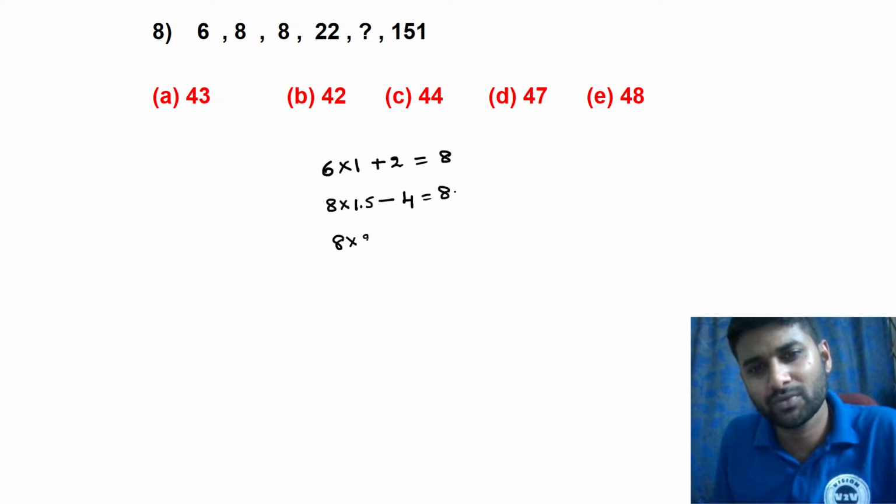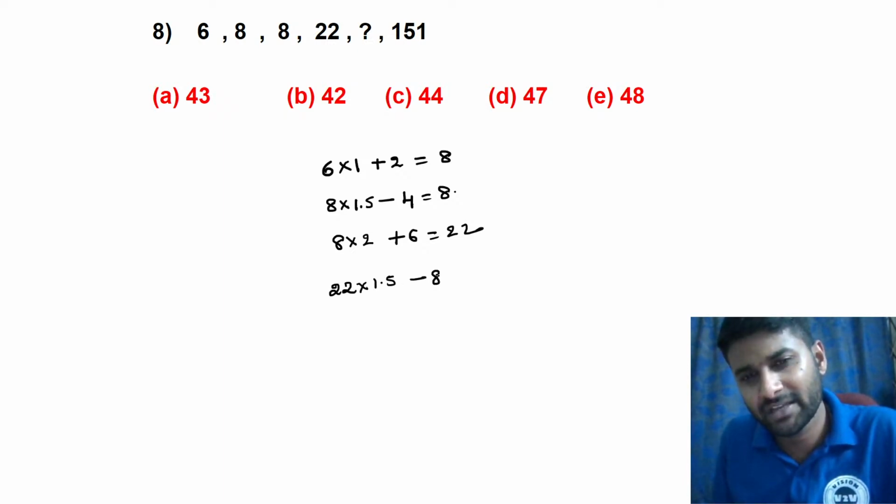Now 8 is multiplied by 2. 8 times 2 is 16, plus 6 is equal to 22. And the next number, definitely 22 is multiplied by 1.5, minus we have to subtract 8 units. Now see, 22 ones are 22. 22 into 0.5 becomes 11. So the total value is 33 minus 8 units.